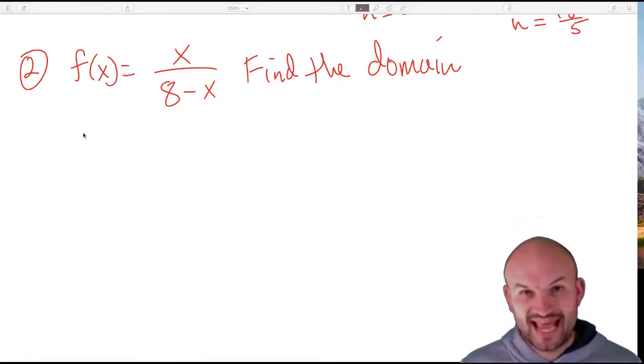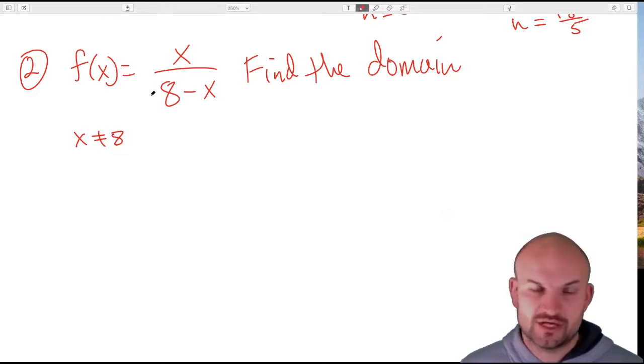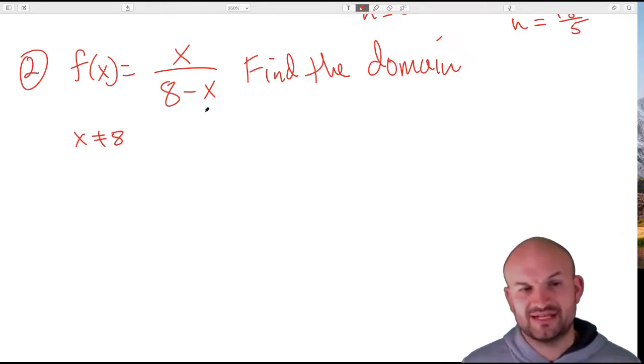You can probably see that when x is equal to 8, the function is undefined, right? So you could just say x cannot equal 8, because when x equals 8, that makes my denominator equal 0, and we can't divide by 0. That's not going to be defined.